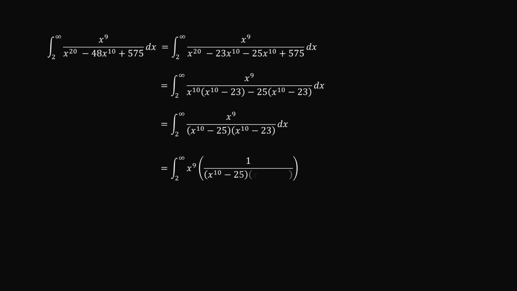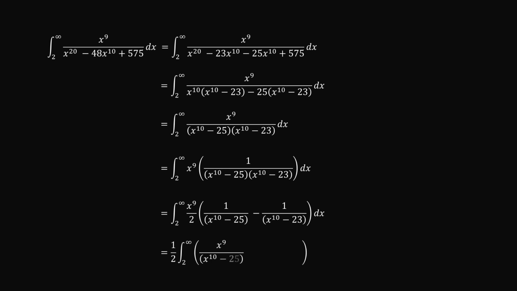So we can further isolate the x to the power 9 numerator, and then separate the two fractions, and so you're left with half times 1 over x to the power 10 minus 25 minus 1 over x to the power 10 minus 23. So you can take back the x to the power 9 inside, and as you can look at that fraction, you can clearly see that the integral of those independent fractions would be the natural logarithm of the absolute value of x to the power 10 minus 25.